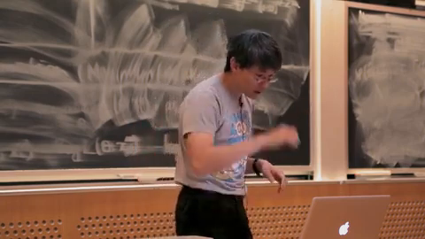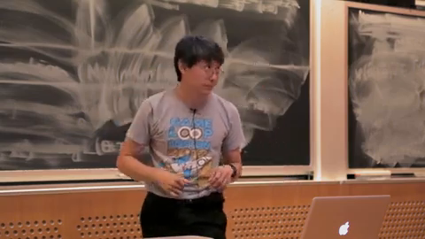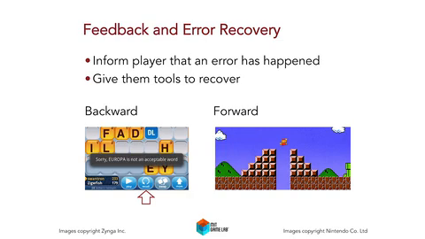But say the error does happen. The player has made a mistake, and it happens to be a mistake that you know about as a designer. And you know this mistake is going to come up often. This kind of error is going to happen. And maybe it's a slip, maybe it's a mistake. And you want to provide some feedback.